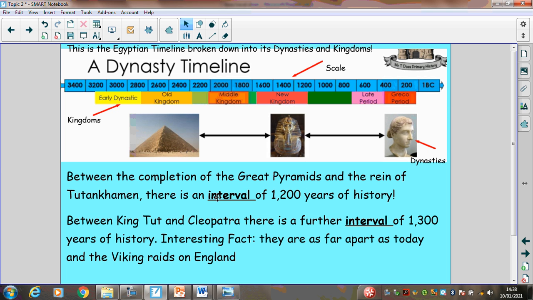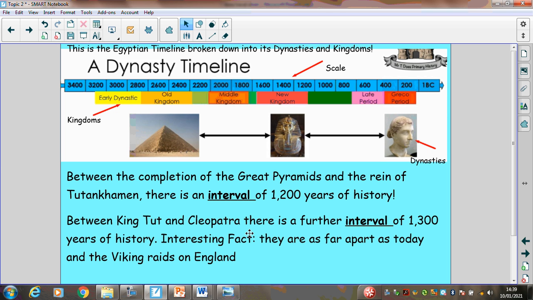So between the completion of the Great Pyramids and the reign of Tutankhamun, there is an interval of over 1,200 years of history. And it's interesting to see that the actual pyramids came first before we had our historical figures such as Tutankhamun and Cleopatra.